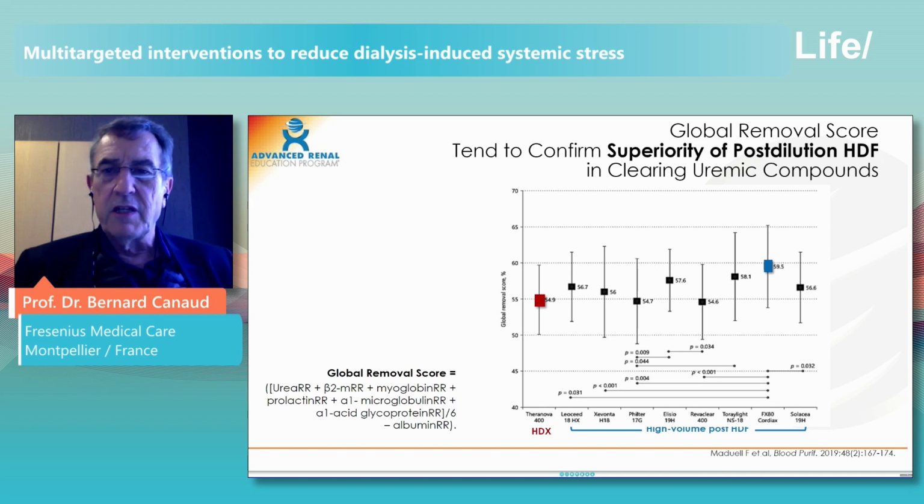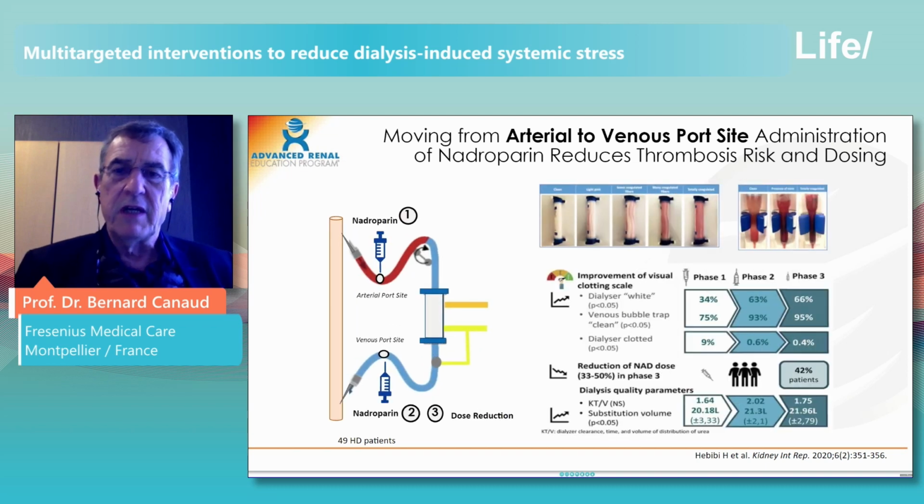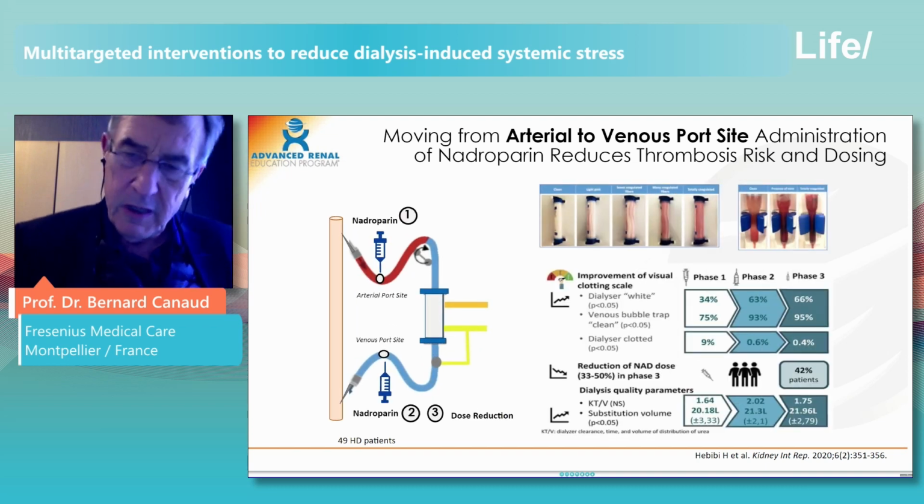Now, acting on the hemodiafiltration, so increasing the convective volume and the convective clearances, as shown in this Spanish study using a very specific global removal score, making the average of molecular removal from urea up to acid glycoprotein, so that means from the low to the very high. It's clearly shown that hemodiafiltration performs much better than all the other techniques.